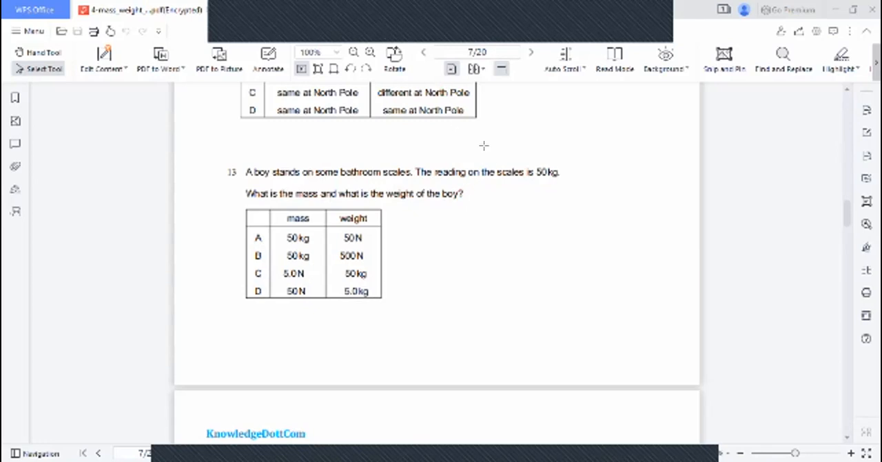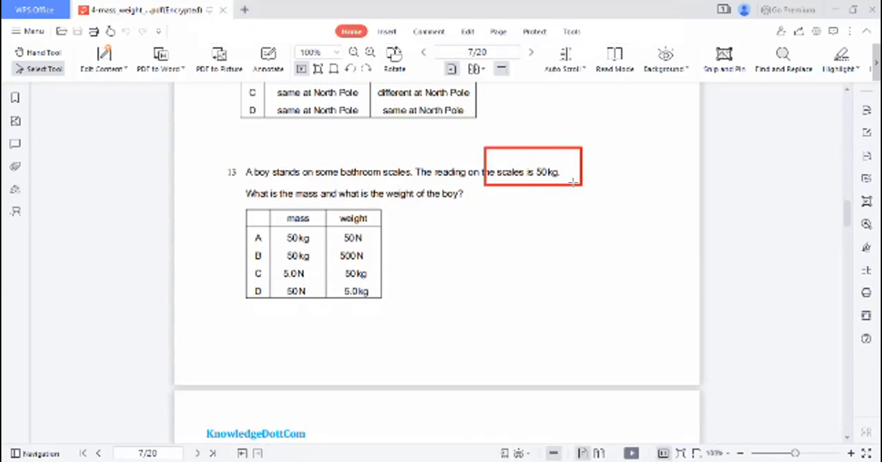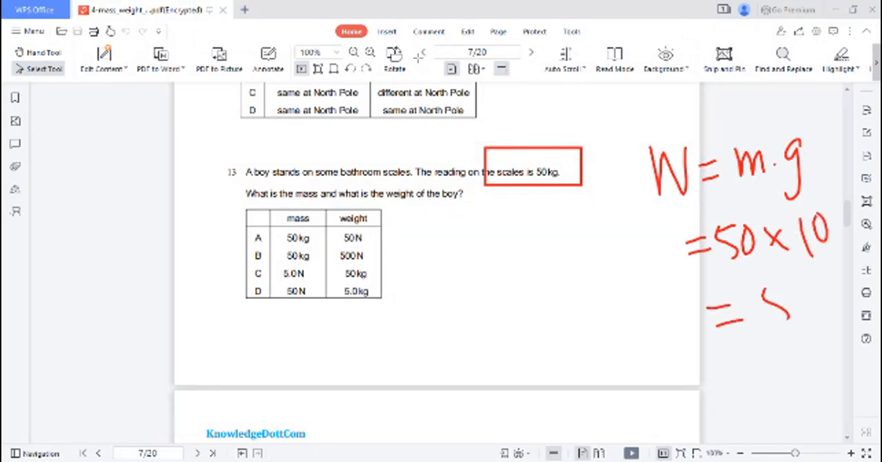If the reading is 50 kg, then its mass is 50 kg. And its weight can be measured with the formula W equals M times g. So mass is 50 kg, and times 10, it would be 500. So weight is 500. There is no option for weight in newtons here, so mass is 50 kg, and this is the correct option.